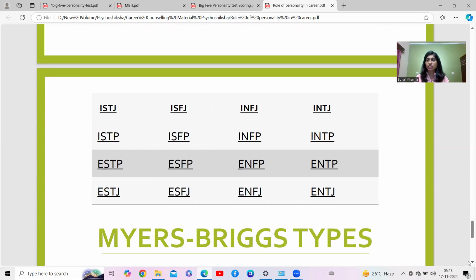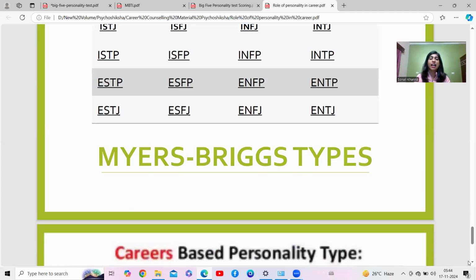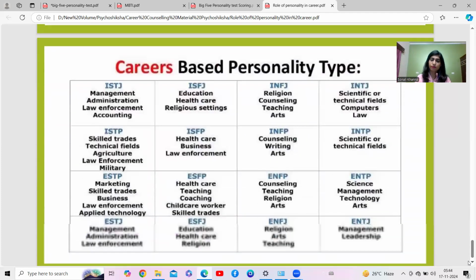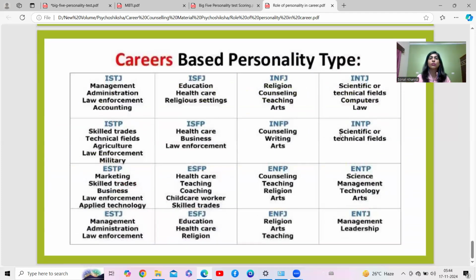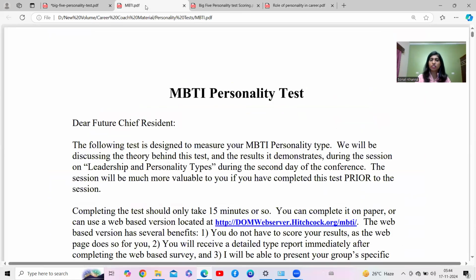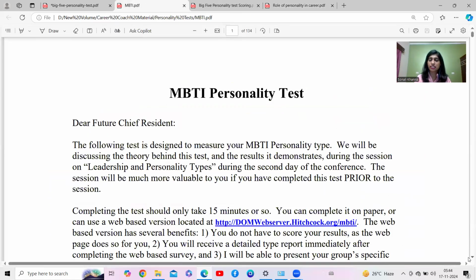Now these are the total 16 combinations that are formed out of the 8 dimensions, or 4 parameters, that we have studied. And these are the careers based on them. Now the test that's used to measure it is the Myers-Briggs personality test.